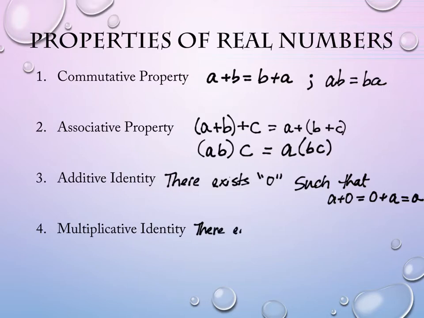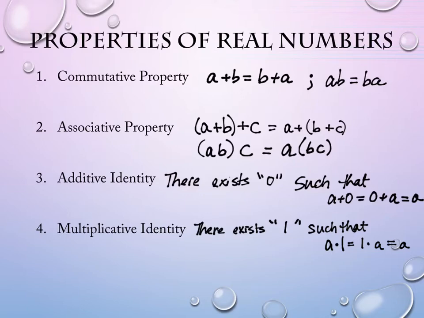So there exists the number 1 such that a times 1, I did it again, still not enough space, is equal to 1 times a is equal to a. And I mentioned this one is the one that we use all the time when we're getting common denominators with fractions, right? When you multiply the top by 3 and the bottom by 3, you're actually multiplying the number by 3 over 3, which is 1. You're using the multiplicative identity to do that.